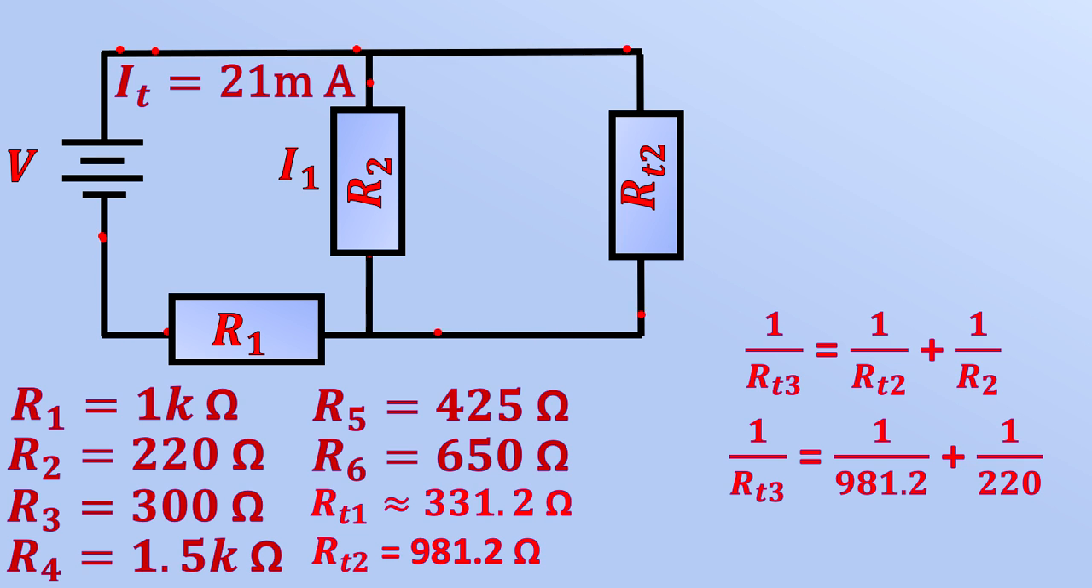Now when I solve these, I'm going to take 1 divided by 981.2 plus 1 divided by 220. Then we take the inverse of that, and we get approximately 180 ohms. And remember, with parallel resistors, our total resistance will be lower than our smallest resistor. So I know it has to be less than 220 ohms. All right, so my RT3 is 180 ohms.